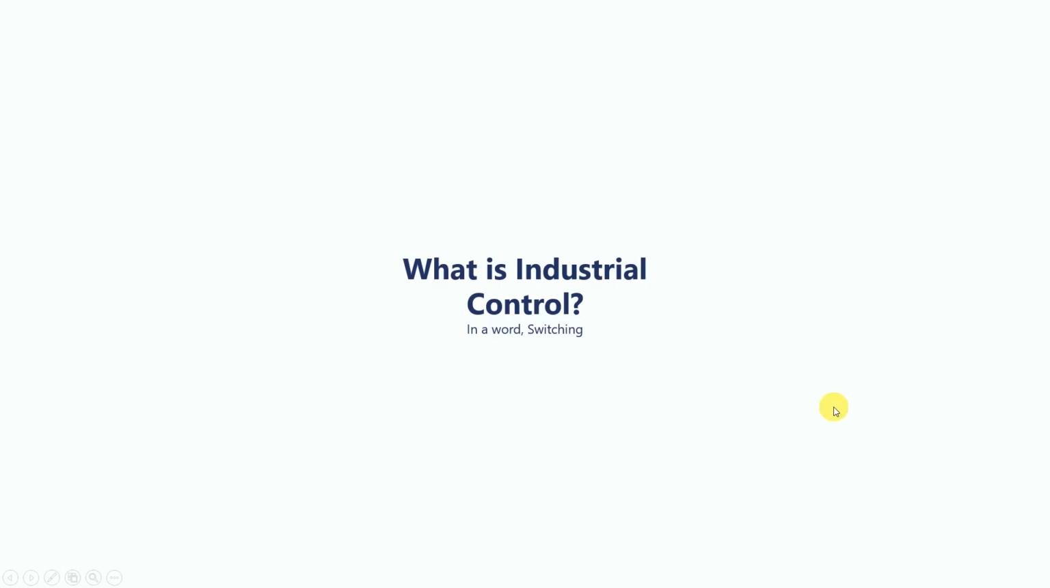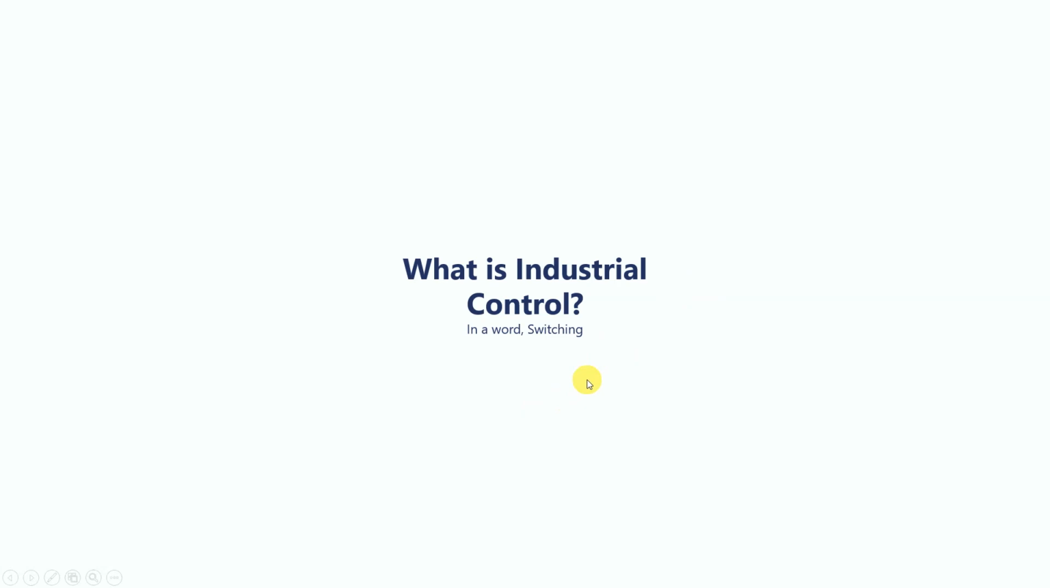Now, if someone asks you what is industrial control, the simplest answer that you can give is switching. Let me explain. Industrial processes are comprised of electrical equipment such as fans, motors, valves, pumps, etc. And what you want for them is to turn them on or off under particular conditions. For example, time duration, after a certain number of counts, or in a specific sequence.